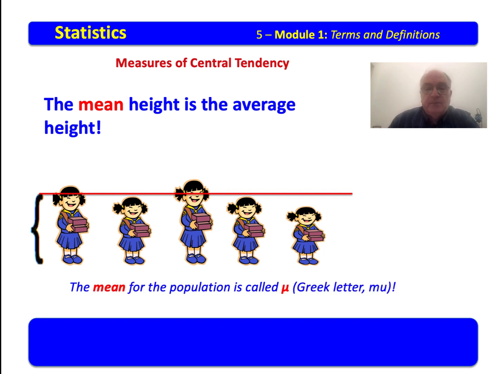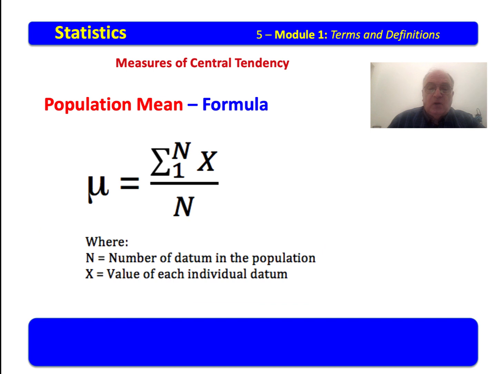The mean of the population, now remember we have a population and we have a sample, so the numerical average of the population is called mu, and the mean of the sample is called x bar. Remember that we have a population. The population's mean is called mu. And if we take a sample of the population, the mean of the sample is called x bar.